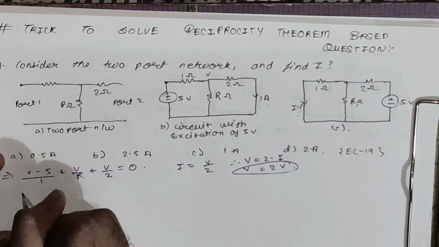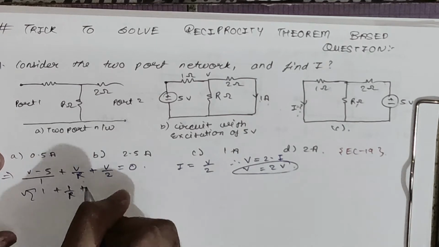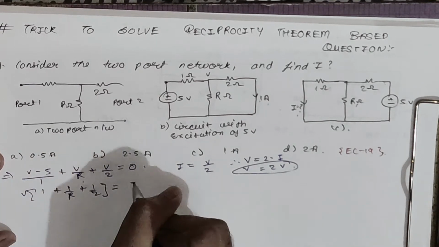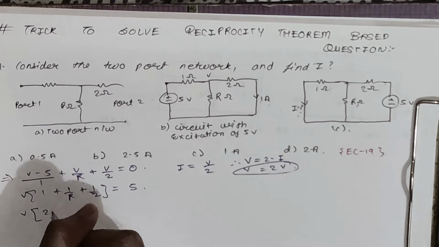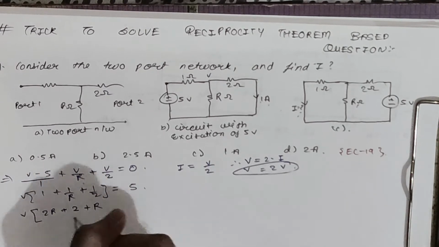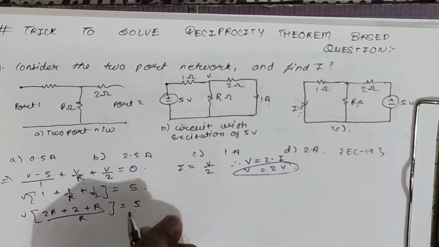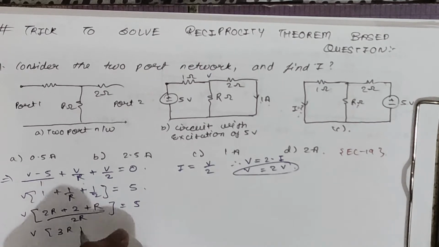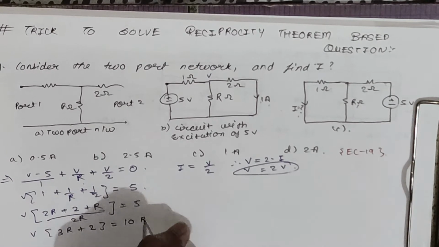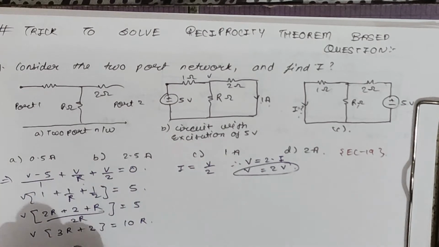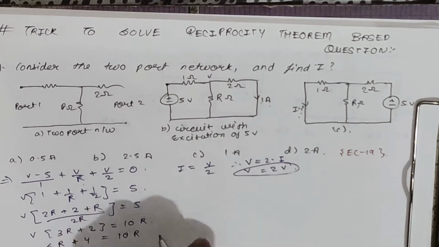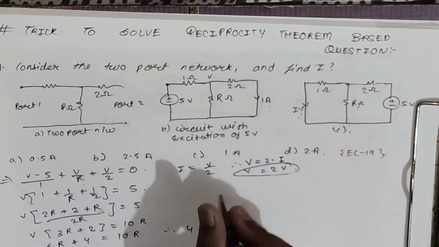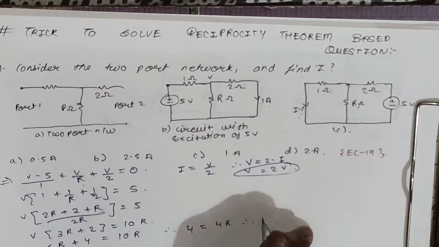So we will get V times (1 plus 1/R plus 1/2) equals 5. If we use the LCM, we get V times (2R plus 2 plus R) upon 2R equals 5. So V times (3R plus 2) equals 10R. V we know is 2, so 2 multiplied by 3 is 6R, plus 2 multiplied by 2 is 4, equals 10R. So 4 equals 10R minus 6R, which is 4R. So we can say R will be 1 ohm.